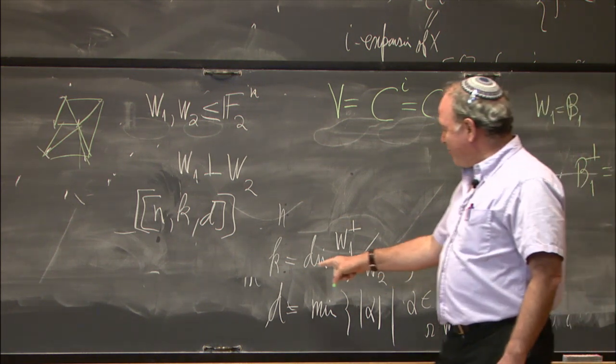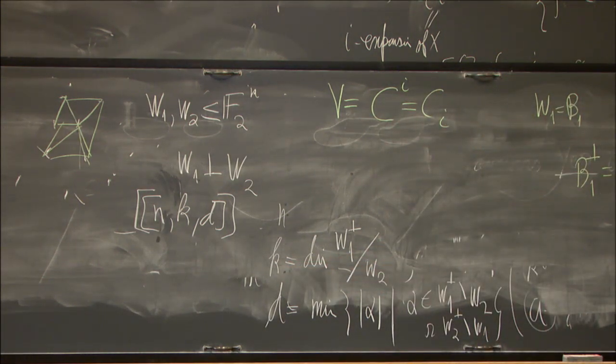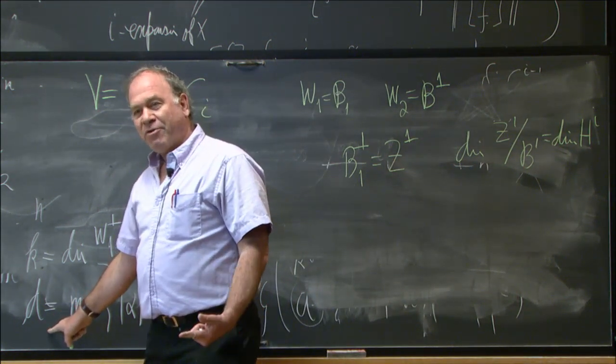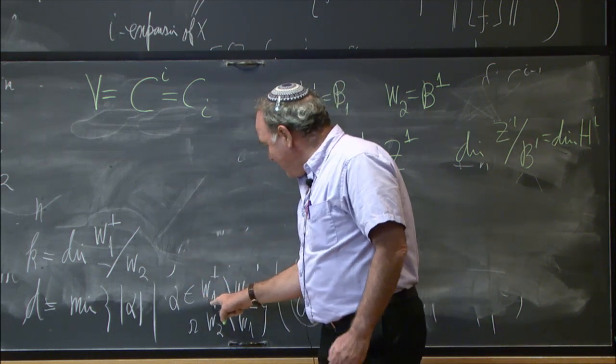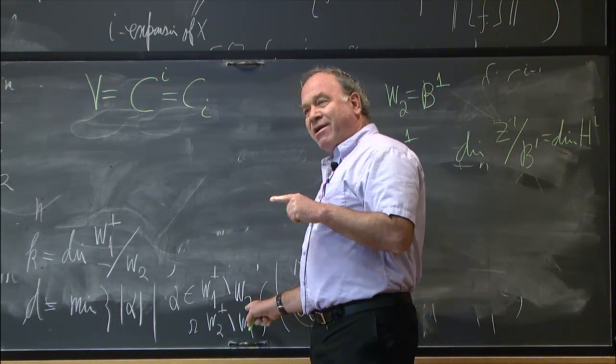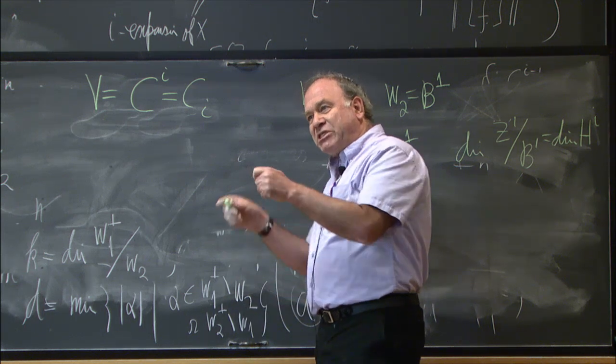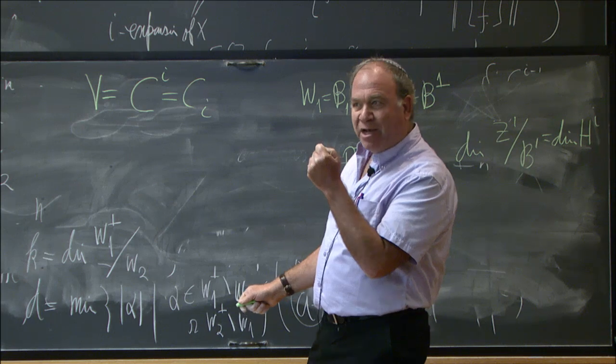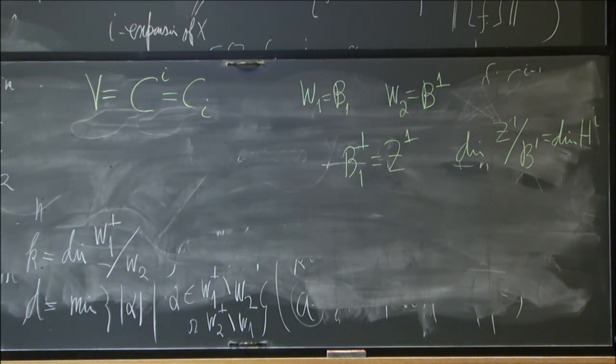So the K of the code is exactly the dimension of the quotient Z1 over B1, which is exactly the dimension of the cohomology group. Even more interesting, what is D of the code? D of the code is the minimum Hamming weight of an element which is in Z upper 1 but not in B upper 1. Namely, it is the smallest possible non-trivial cycle or the smallest possible non-trivial cocycle. This is exactly the subject of systolic geometry, which has been studied by many, Gromov and others. Usually they studied over the real numbers, but everything makes sense over F2. Somehow there was not so much motivation. This gives motivation to develop systolic geometry of that kind over F2.